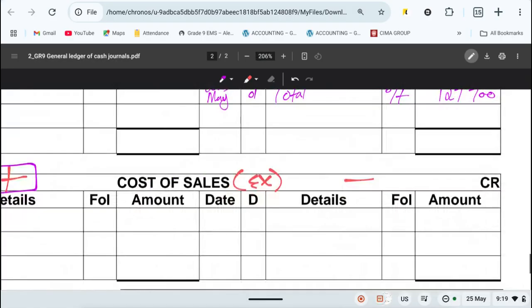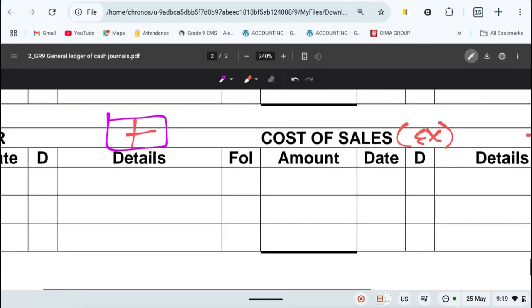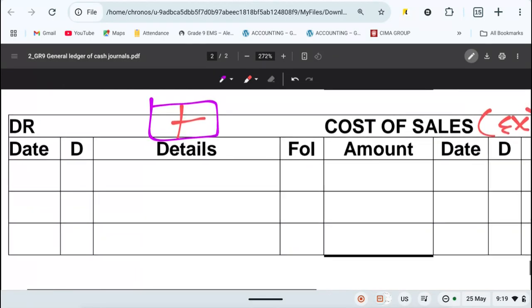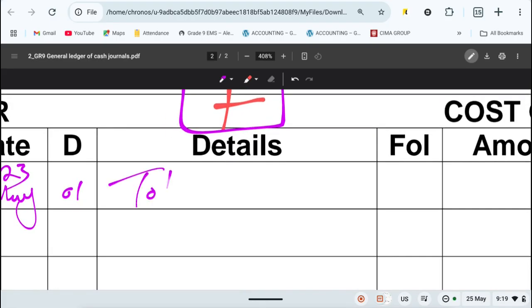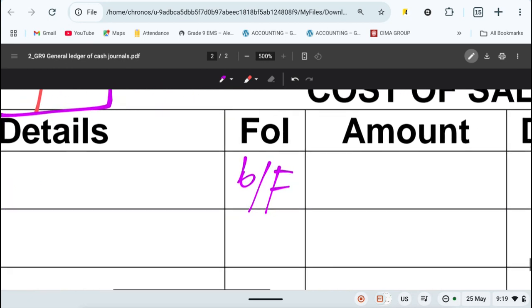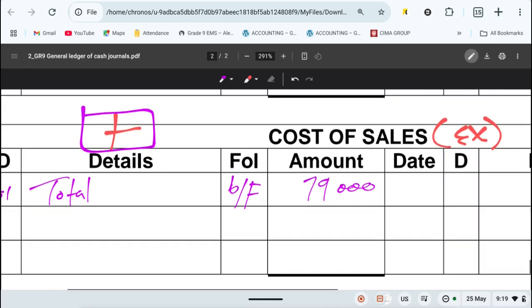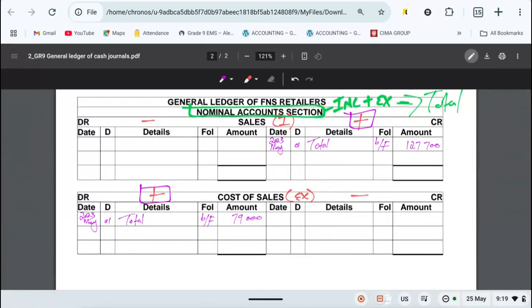And then cost of sales, the cost of goods that have been sold by the 1st of May, 2023, May the 1st. I'm going to write total brought forward. How much is it? 79,000. So this is how we open the accounts.